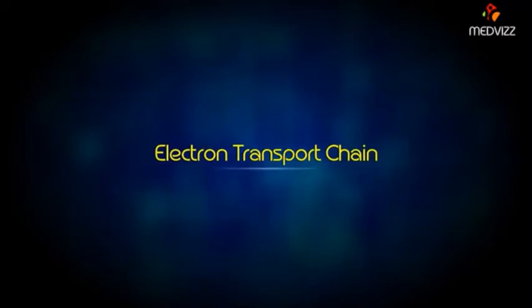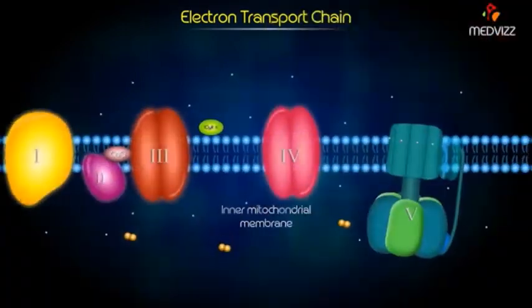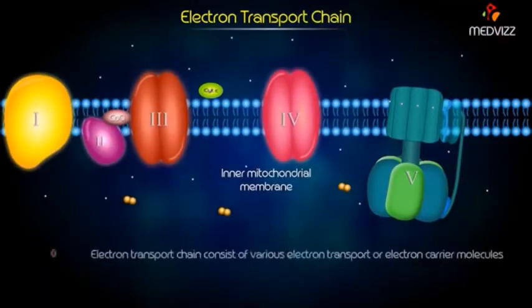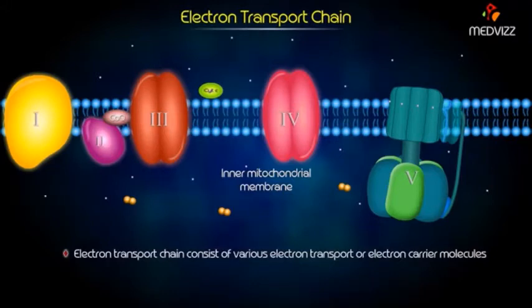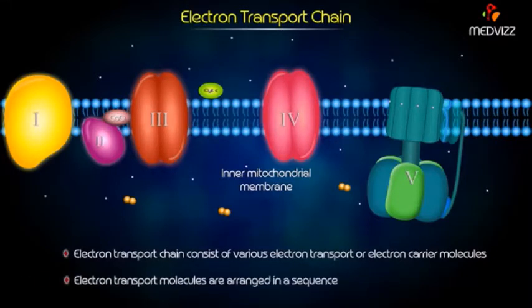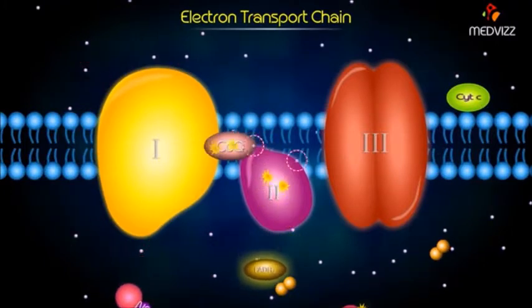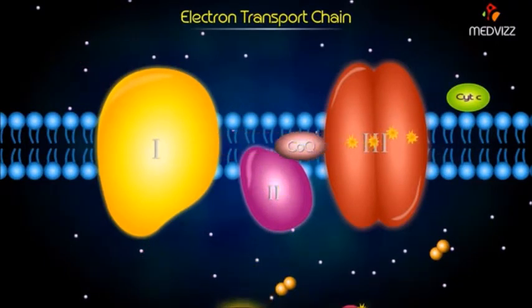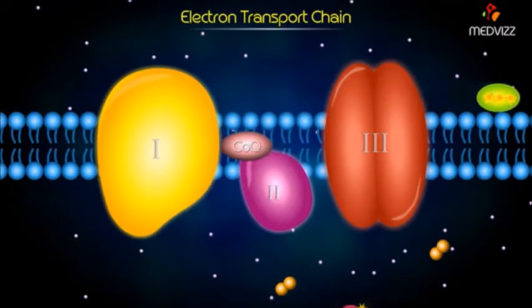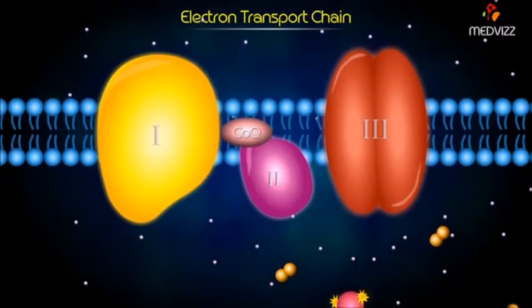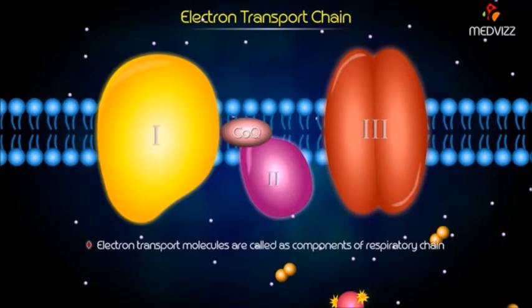Electron transport chain, or respiratory chain. It is present in the inner mitochondrial membrane. The electron transport chain consists of various electron transport or electron carrier molecules. The electron transport molecules are arranged in a sequence. They carry or transfer electrons from reduced coenzymes like NADH and FADH2 to the final electron acceptor, oxygen. The electron transport molecules are known as components of the respiratory chain.